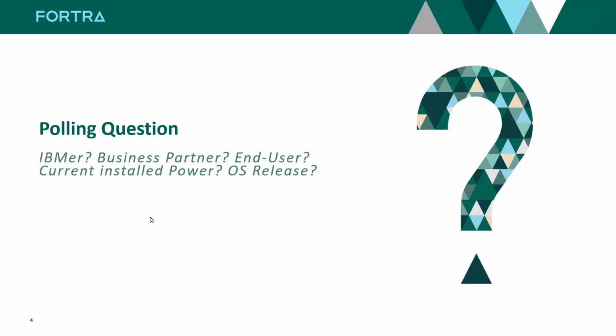So here we can see, okay, most are business partners. We have a third of end users. Okay, we have 44% on Power 8 and below, which is really interesting as Power 8 is being withdrawn in March next year, and 56% on 7.3 and earlier. Okay, that's really good things to know. Okay, Randy, so can I close this one? Yeah, okay.